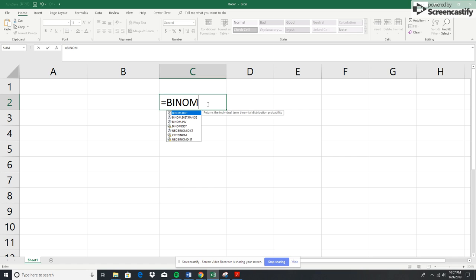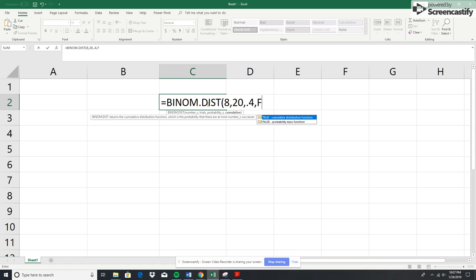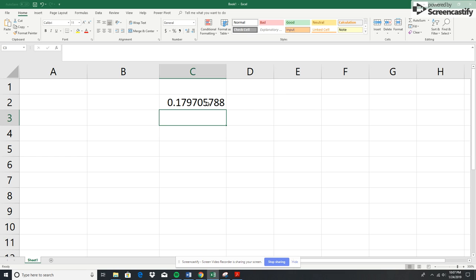dot dist, and then what am I going to put in? The number of successes that I'm looking for. We had an example with 8. How many trials were there? 20. Probability of success, 0.4. Let's go ahead and go with false. First go. It gives us the 0.1797.